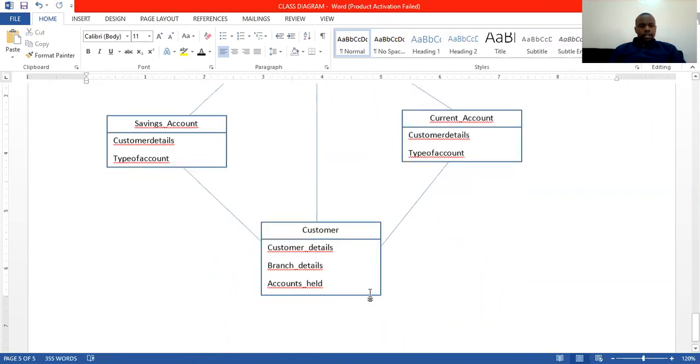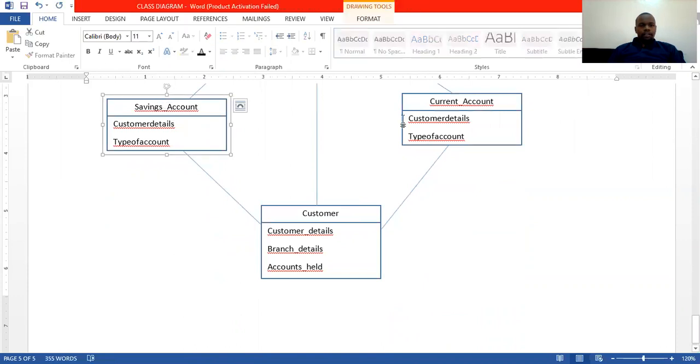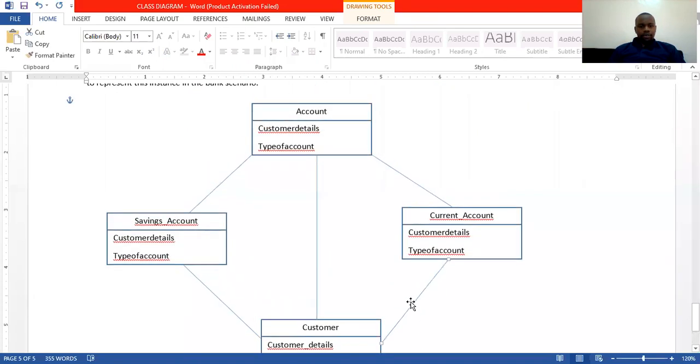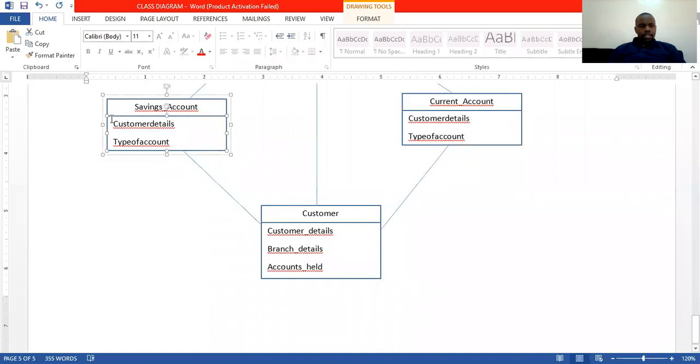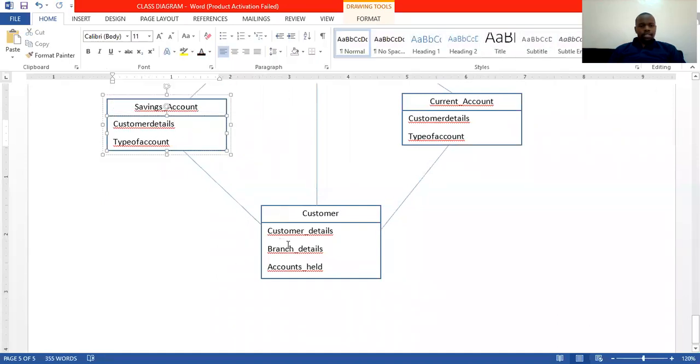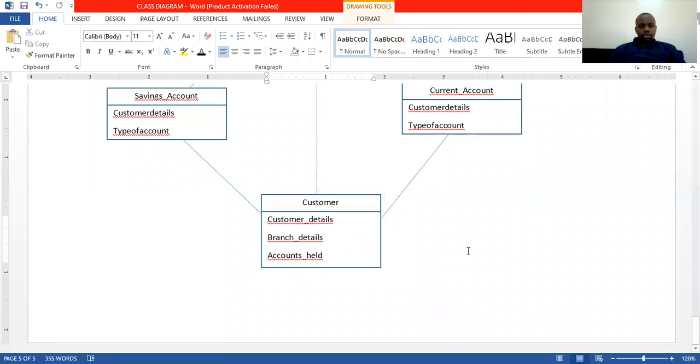And then of course, a customer can have both savings and current, but you cannot have more than one savings or more than one current. Yeah. So we have a customer having savings and a customer having current. That's why we have that link. And of course, because the links show relationships, we have customer details. So that means there is a relationship. So that is what was expected. I hope you're now good to go with object diagrams.